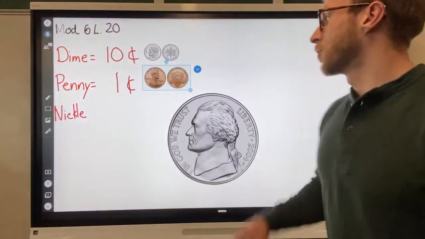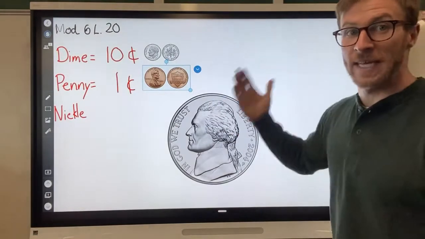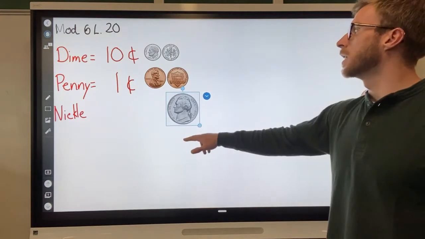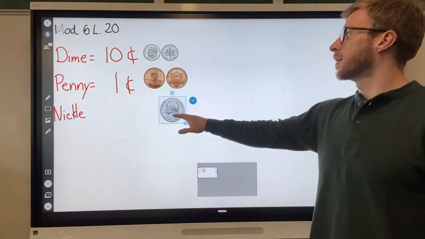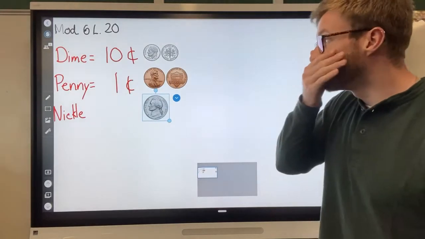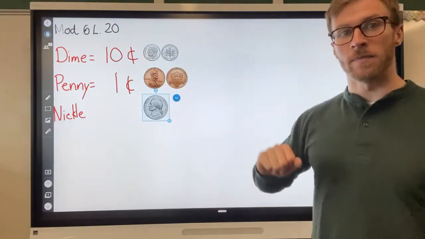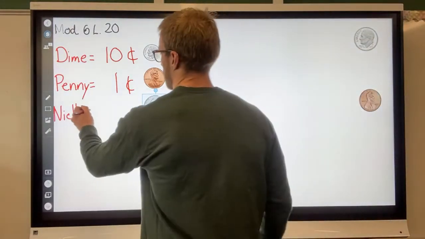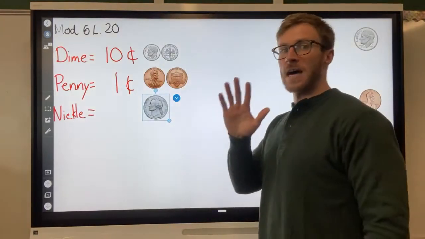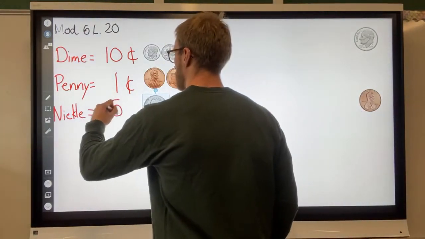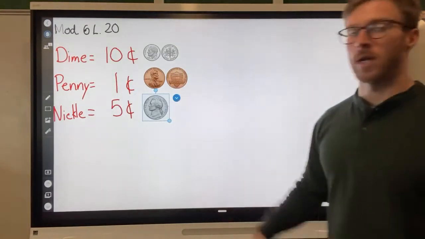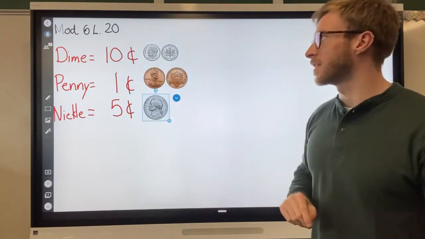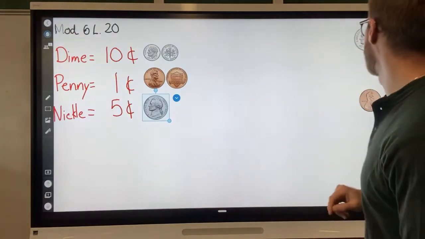Okay. So this is our nickel. This is obviously the head side because there is a head on this side, all right? Simple, easy to remember with that. And our nickels are going to be a little bit bigger than our penny and a little bit bigger than our dime. So out of these three, the nickel is the biggest. However, it's not worth the most. Does anybody know how much it's worth? Nickel is 5 cents. So we have a penny that is 1, a dime which is 10 cents, and a nickel which is 5 cents. Okay? All right.